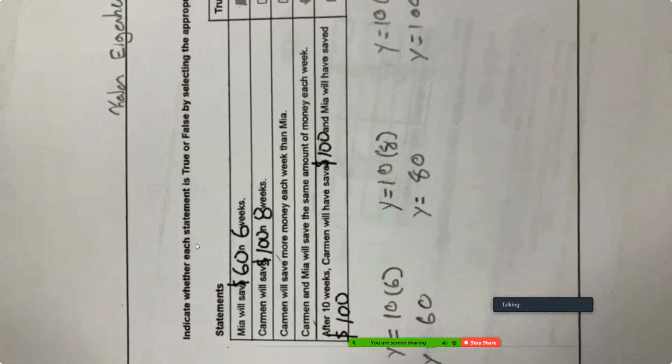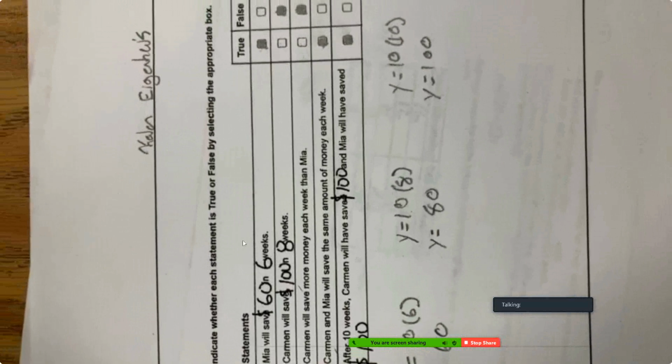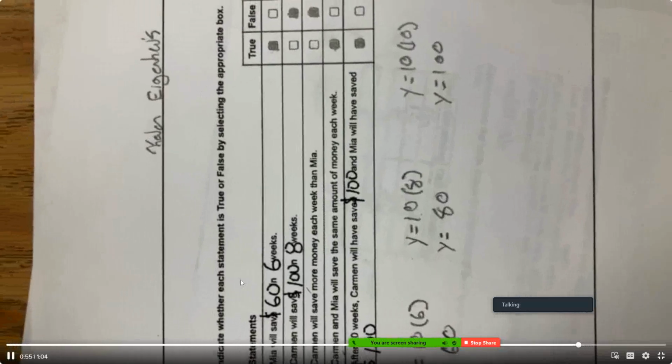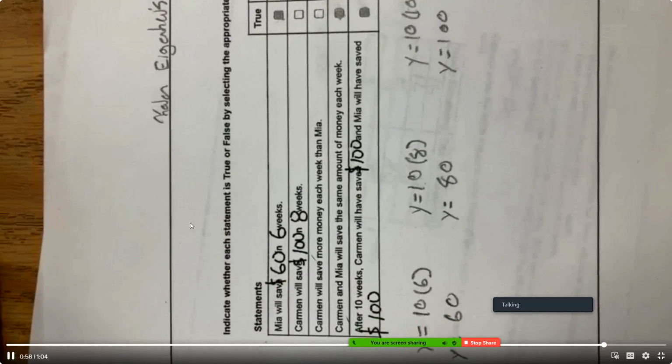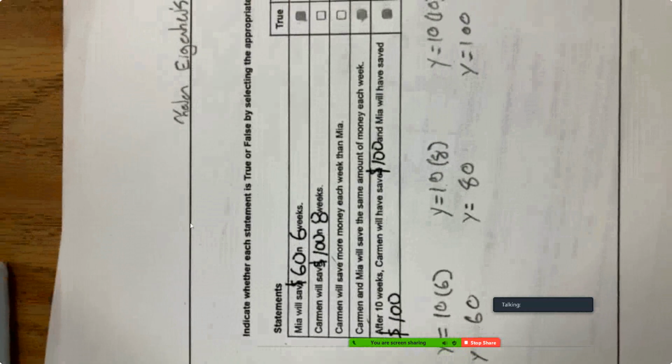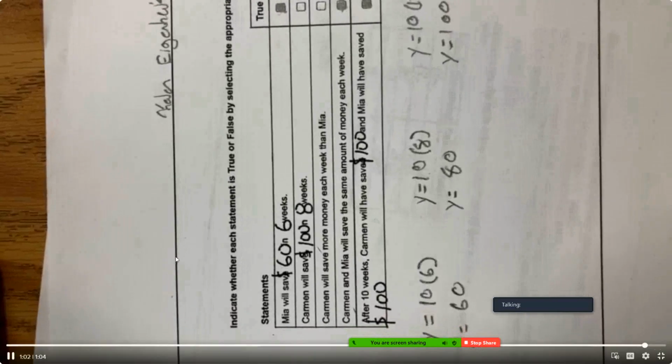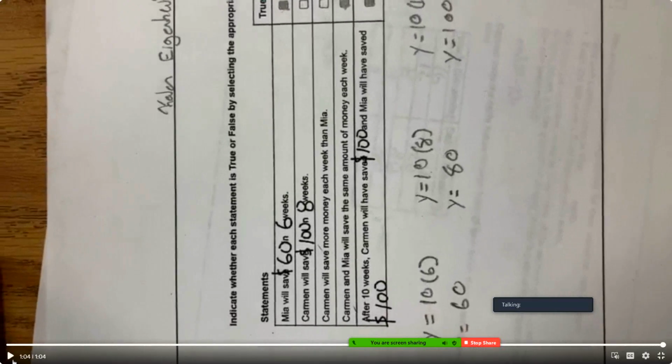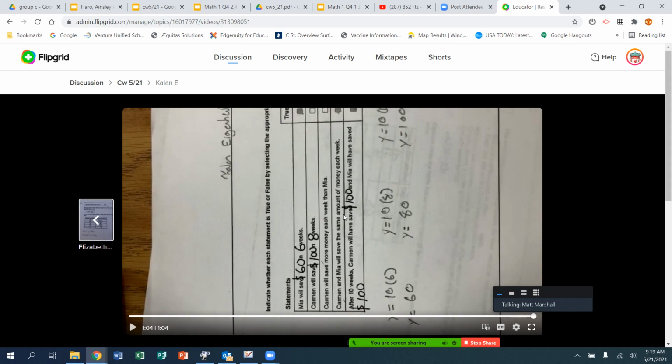Carmen will have saved $100 and Mia will have saved $100 is true because after 10 weeks, them both saving $10 a week will equal $100 saved in 10 weeks. Excellent. That was really good. It would have been a challenge for me to judge those two if that one was right side up. I'll try to tell my other groups.